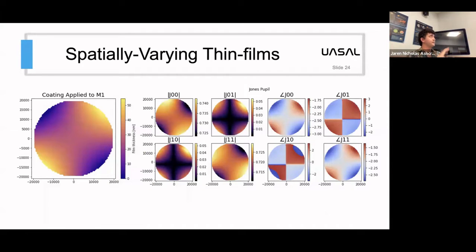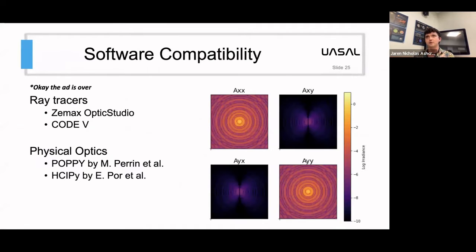It also supports spatially varying thin films, because I was interested in tolerancing how the film uniformity impacted coronagraphic performance. So I applied an astigmatic coating. Never do this, by the way. I looked at the corresponding Jones pupil simulation, and indeed the structure shows up pretty readily. So those were things I was curious about.